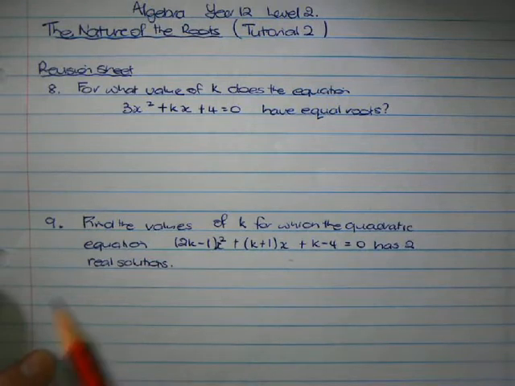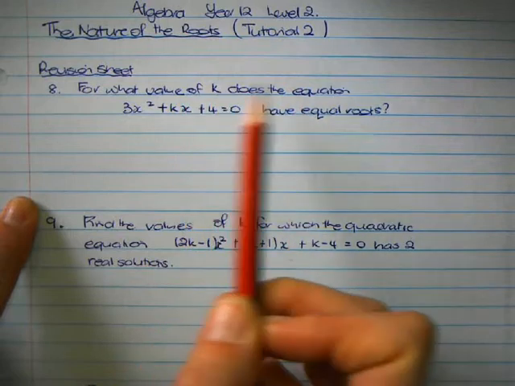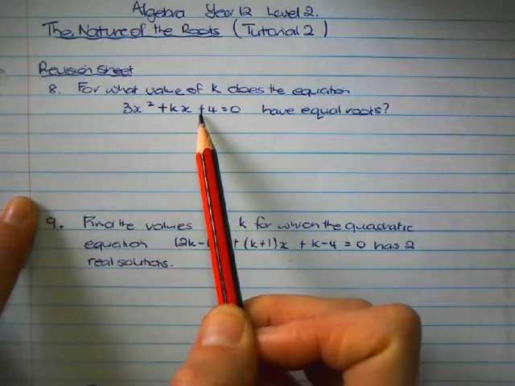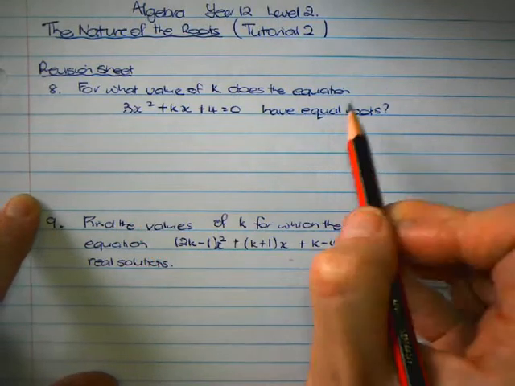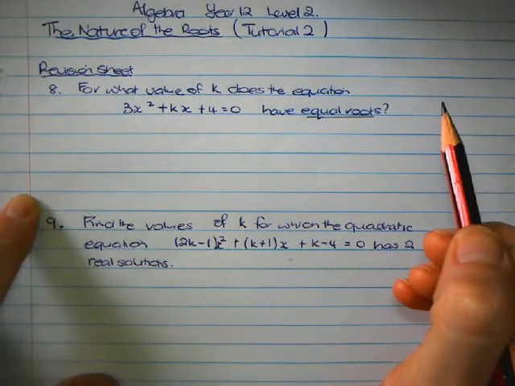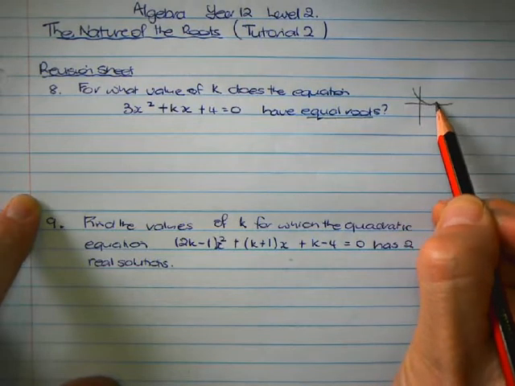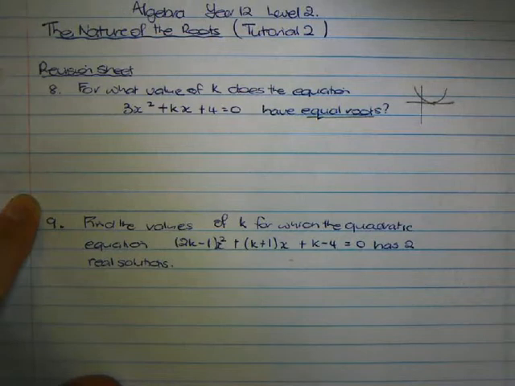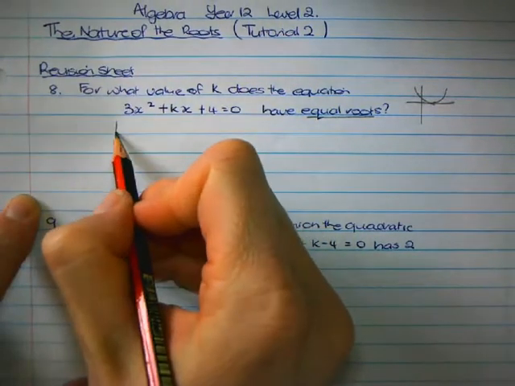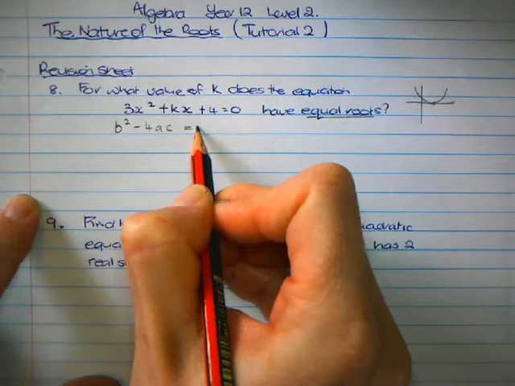This question here, on our revision sheet: for what value of k does the equation 3x squared + kx + 4 = 0 have equal real roots? As soon as you reach equal real roots, we know that it's a scenario where the parabola comes down and hits the x-axis once, so there's one repeated solution. And so in that case, we use the discriminant b squared minus 4ac equals 0.